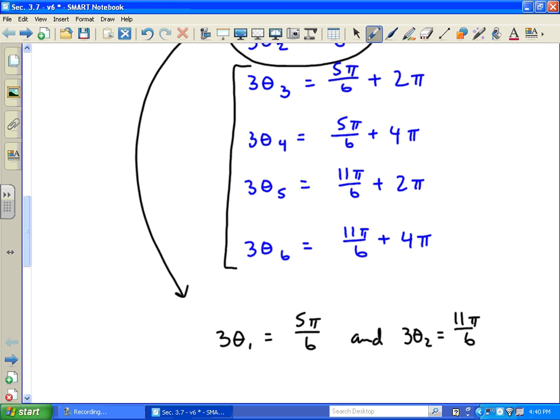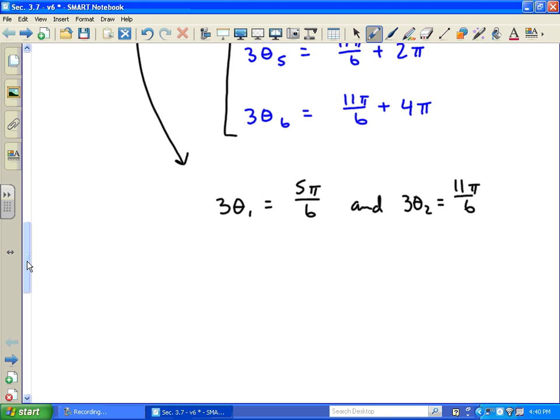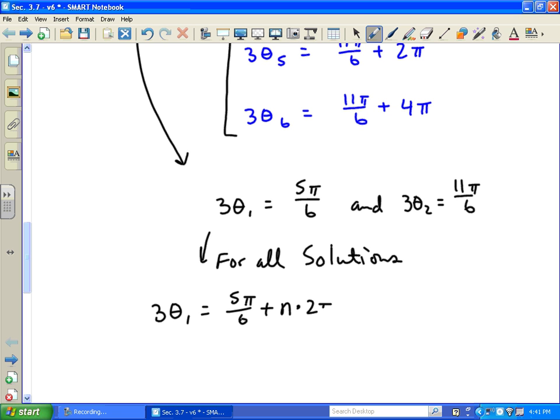and 3 theta 2 equals 11 pi over 6. And to write this particular equation using all solutions, first of all, add the n times 2 pi to these. So for all solutions, we'll say 3 theta sub 1 equals 5 pi over 6 plus n times 2 pi. And 3 theta sub 2 equals 11 pi over 6 plus n times 2 pi.